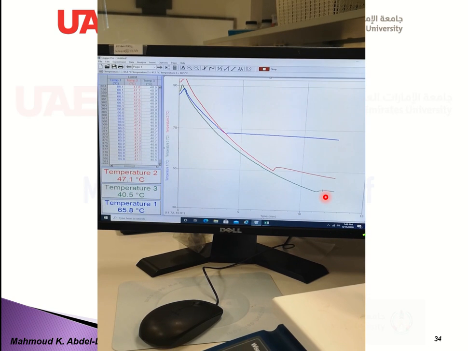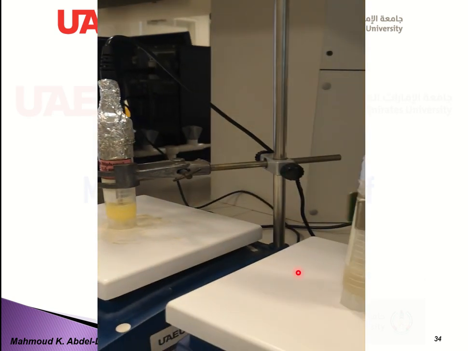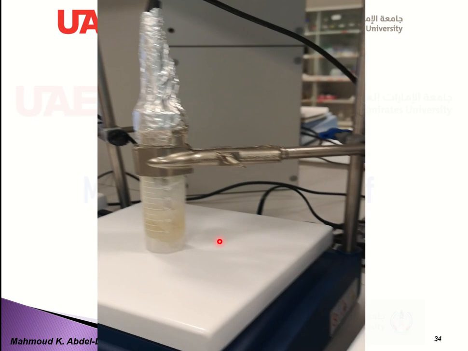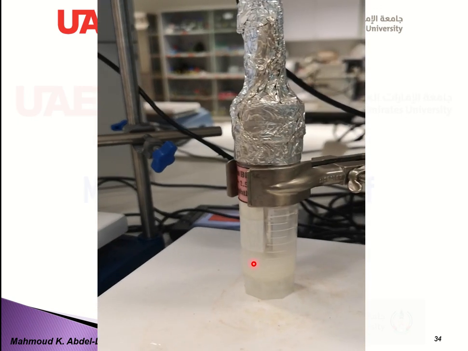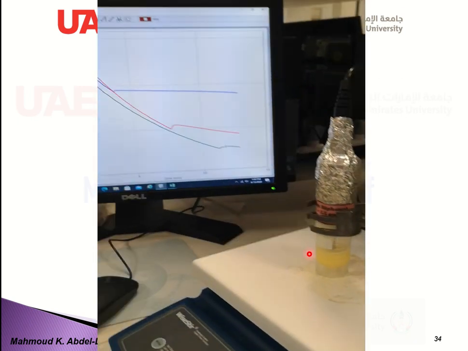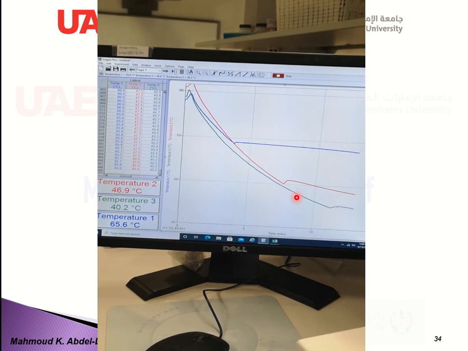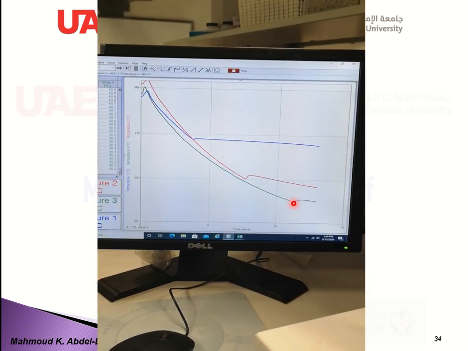Okay, this is the thermal arrest for the third one. You see it has been solidified. They were completely miscible before, completely one phase. Now it has become solids, and so on.